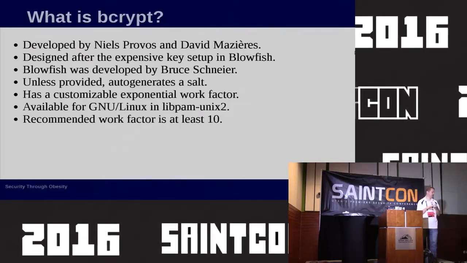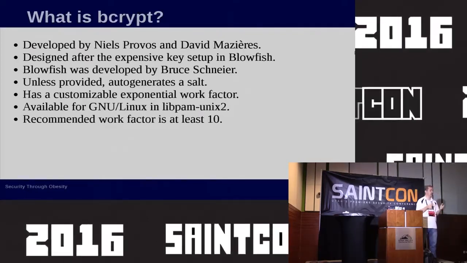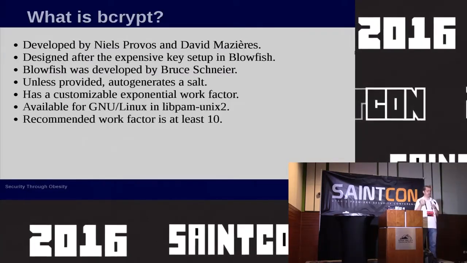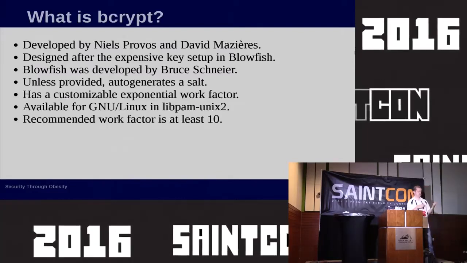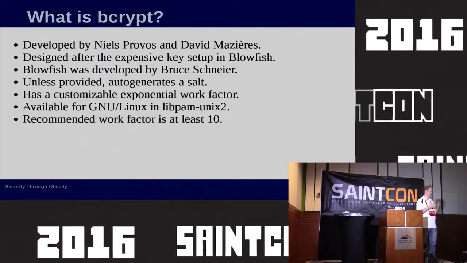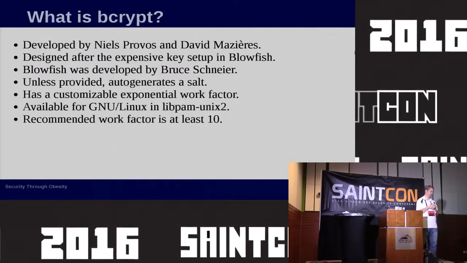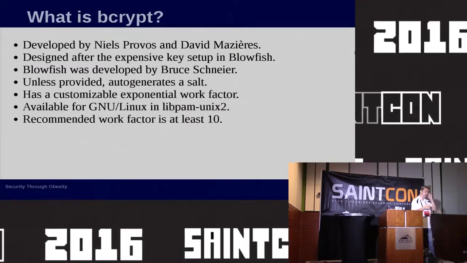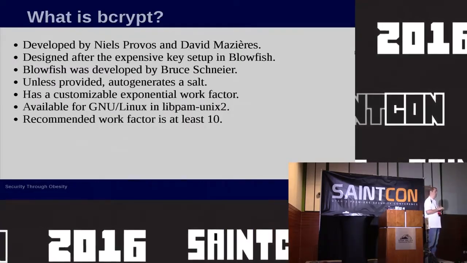Just like with the SHA-256 crypt and SHA-512 crypt, it'll automatically generate a salt. You could provide one if you would like. Otherwise, it'll automatically generate one. So you don't have to worry about salt maintenance with bcrypt. It has a customizable exponential work factor.